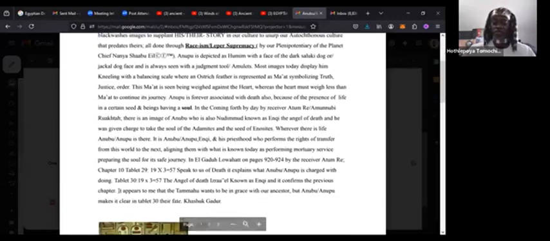In El Gadus Lohat, on page 920 to 924, by the receiver Atum Ray, chapter 10, tablet 29, 19 times 3 equals 57, it speaks to us of death. It explains what Anupu, or the angel of death, is charged with doing. Tablet 30, 19 times 3 equals 57. The angel of death is Raphael, known as Enki, and it confirms the previous chapter. It appears to me that the Tamahu wants to be in grace with our ancestors, but Anpu makes it clear in tablet 30 of their fate.